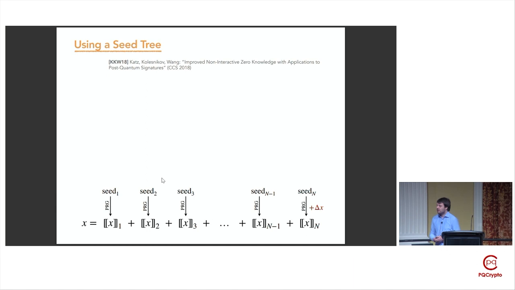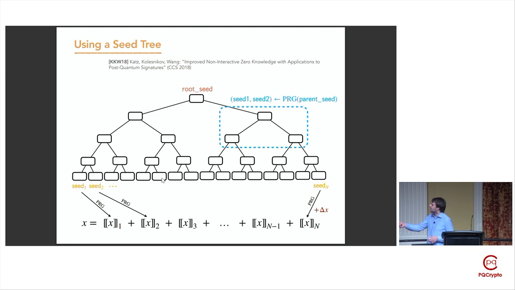For the last party, we need to add an auxiliary value, a value which corrects the share xn so as to have the right sum. But this still means that we need to reveal the n minus one seeds. From an idea of an article of CCS, we can do better. We can generate the seeds using a tree structure. The idea is that we first have a root seed, then we generate a binary tree using a pseudo-random generator at each seed, expanding a node into two children, and we will have this tree structure.